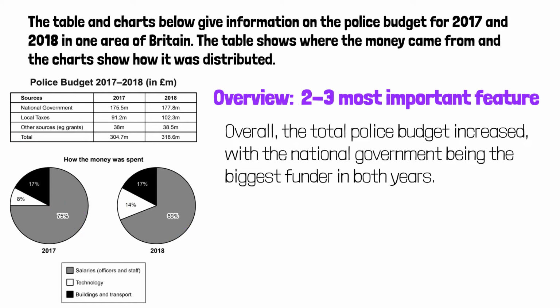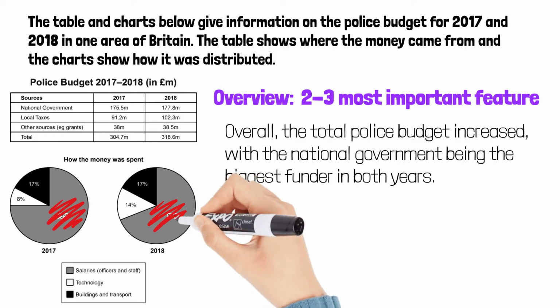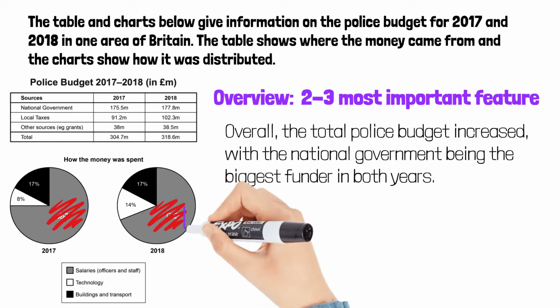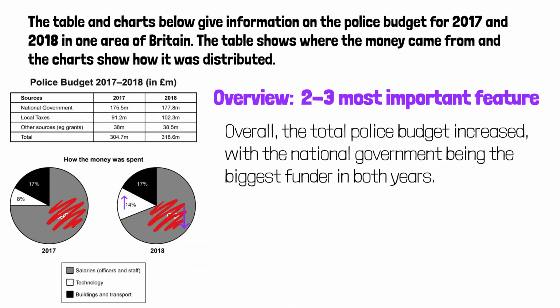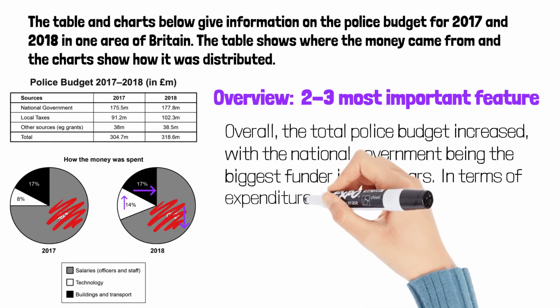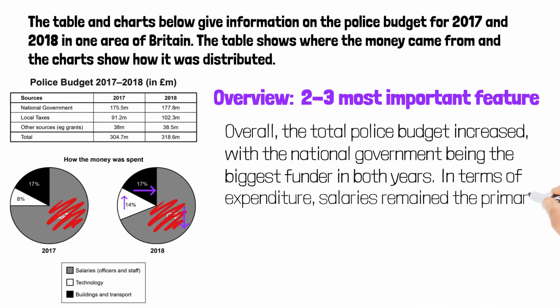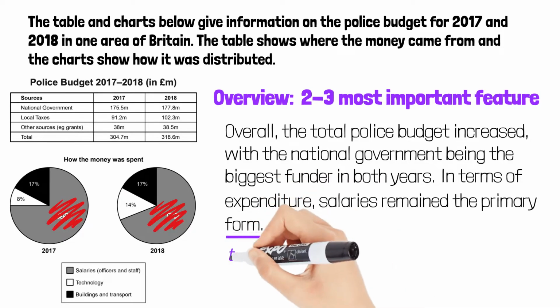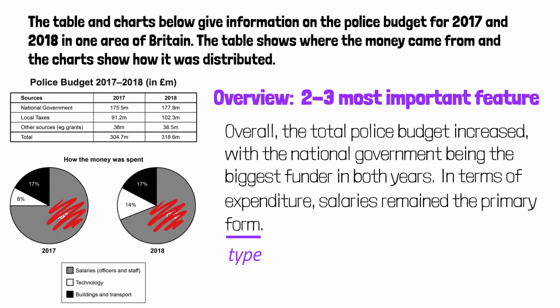What I noticed first is that salaries were the biggest category in both years. I didn't first notice that this category decreased, this one increased, and this one stayed the same. So for the pie chart, I will say that in terms of expenditure, salaries remained the primary source. To avoid repeating source, we can instead say primary form. Here, form means type. There are 3 types of expenditure, and the money spent on salaries was one of them.